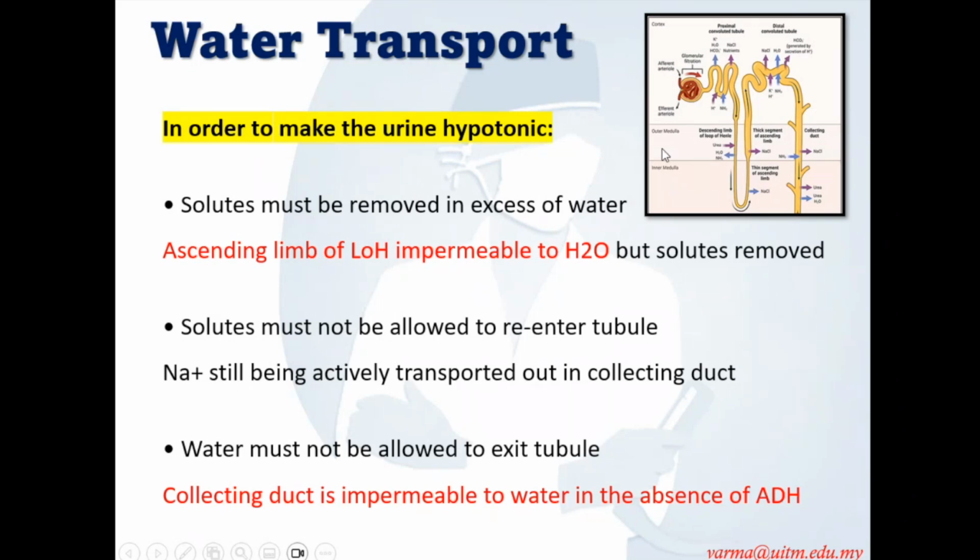Just to repeat and clarify, how are you going to make a diluted urine? You have to make sure that in the thick ascending limb of the loop only solute is reabsorbed and water is not. At the collecting duct, solutes are still being reabsorbed and are not allowed to go back into the tubule, and water is not being reabsorbed because there is no ADH. If there is ADH, water will get reabsorbed. If you want to produce a diluted urine, there should not be ADH influence in the collecting tubule.